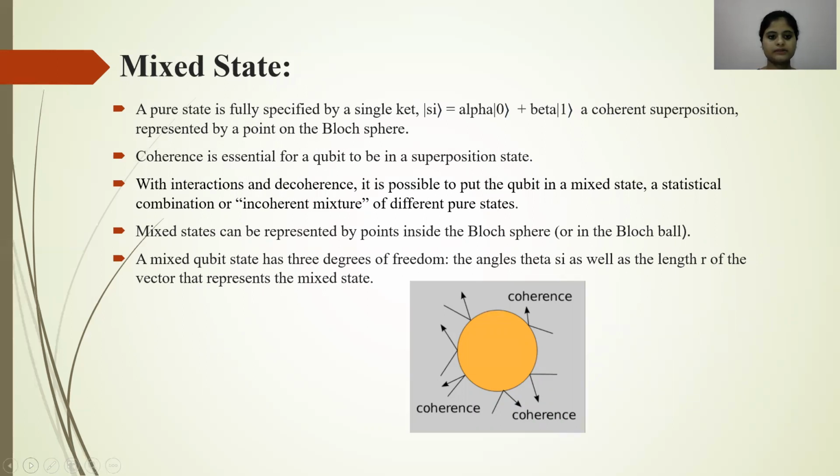A statistical combination or incoherent mixture of different pure states. Mixed states can be represented by the points inside the Bloch sphere or in the Bloch ball. A mixed qubit state has 3 degrees of freedom: the angles theta, psi, as well as the length r of the vector that represents the mixed state.